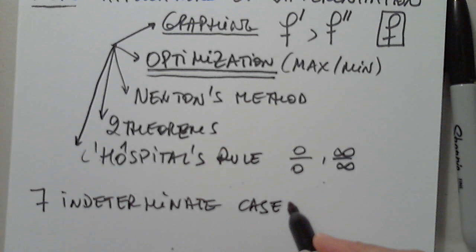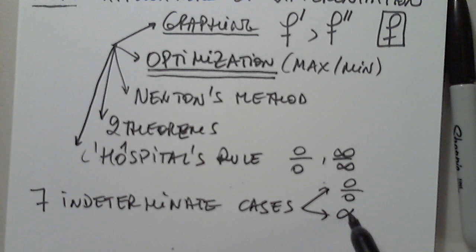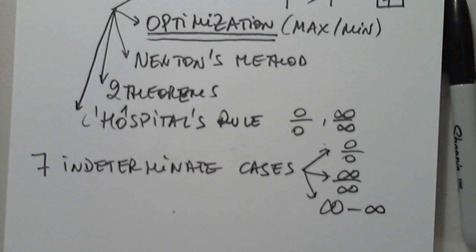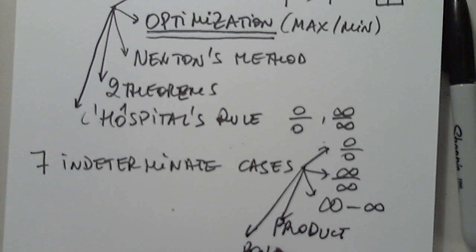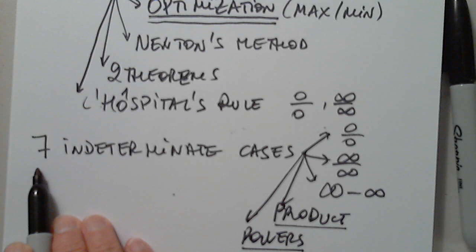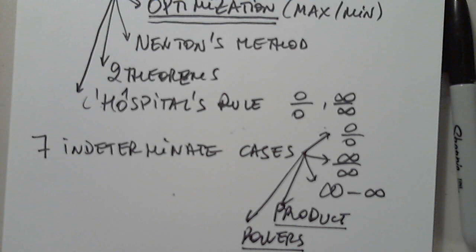And we saw 3 of them. We did not see the products. So these were the ratios. This is the difference. We also have product and powers. I will present them when we get to that. But these are 7. Okay? Total of 7. One product and 3 powers.